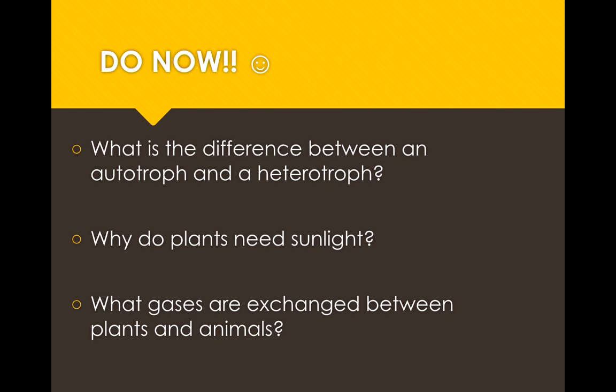What I want you to do right now is to be able to explain or tell me the difference between an autotroph and a heterotroph. Why do plants need sunlight? And what gases are exchanged between plants and animals? This should be a review to start thinking about photosynthesis for the notes today.